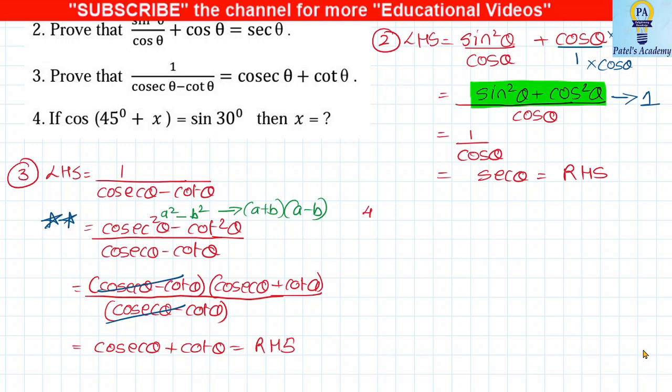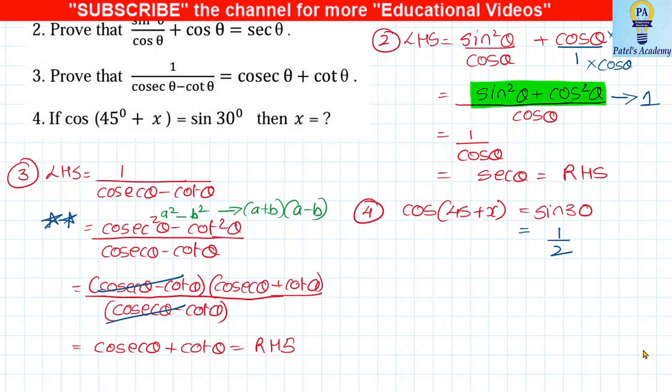Okay, let's see the fourth one. That is cos 45 plus x. Now again, students, this sum can be solved by different methods. I'll just show you the easiest. Cos 45 plus x equals sine 30. From the standard table, what is the value of sine 30? Sine 30 is nothing but half.